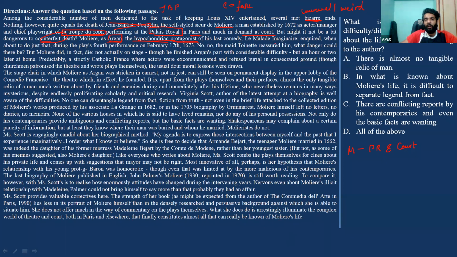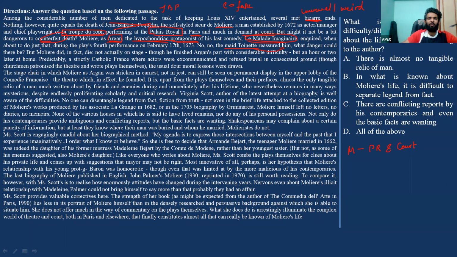Of his last comedy, Les Malades, so this is the name of that comedy, we don't need to remember again, inquired when about to do just that during the play's 4th performance on February. No, the maid, Tonette, reassured him. So this maid kind of reassured our hero. What danger could there be? But Molière did. So the maid told him about all the dangers there could be in trying to cheat death.